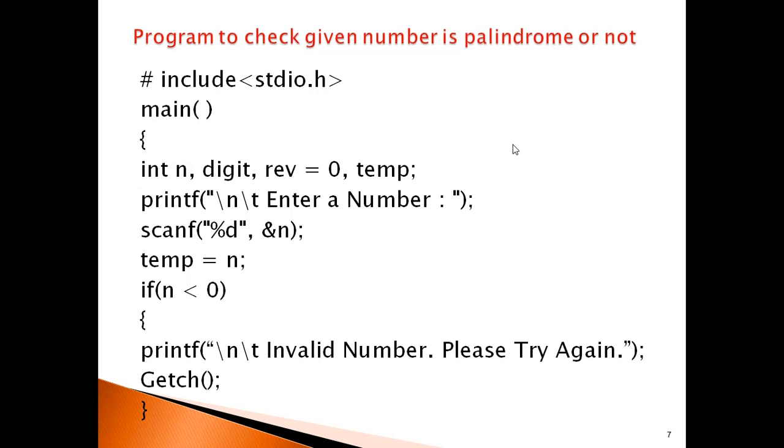To find out whether the number is a palindrome or not, we must find the reverse of that number. After finding the reverse of that number, we will compare the number with the reverse number. If both are equal, then we will say it is a palindrome.